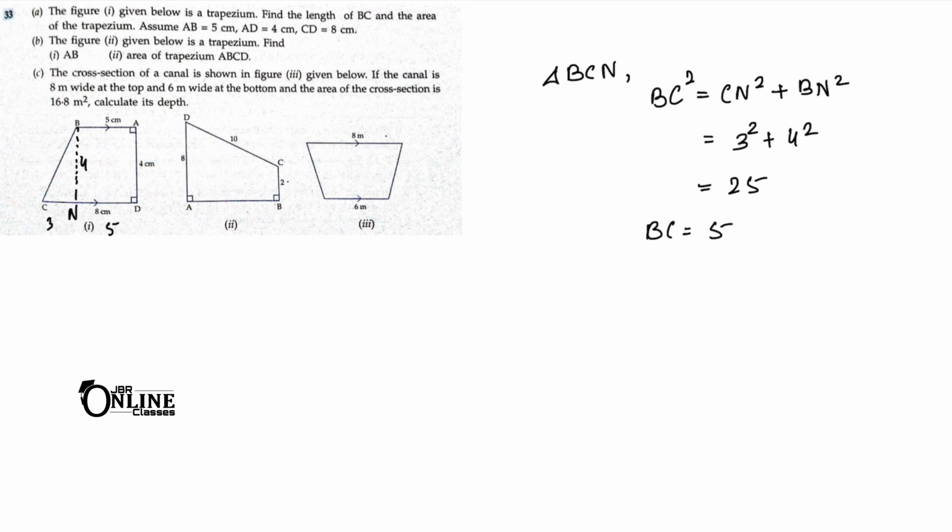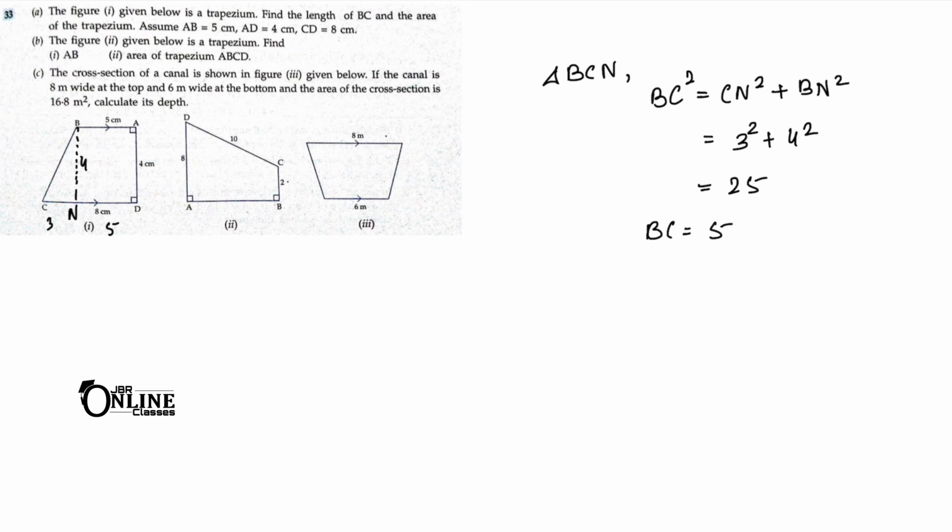Now in triangle BCN, this is a right angle triangle, so BC square equals CN square plus BN square. CN means 3 square and BN means 4 square, so it will be 25, that means BC equals 5 centimeter. That is your first answer.